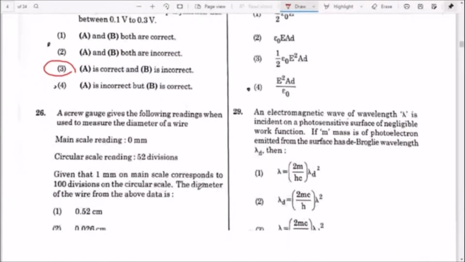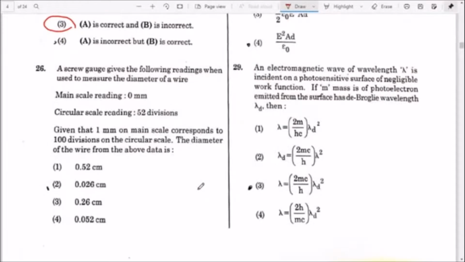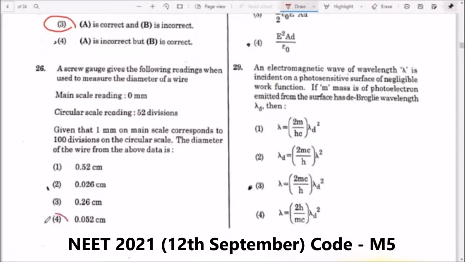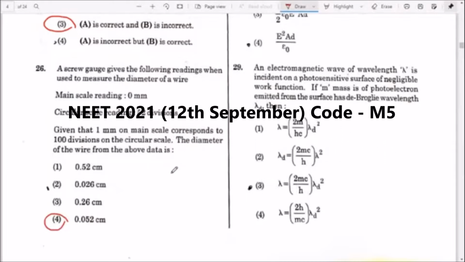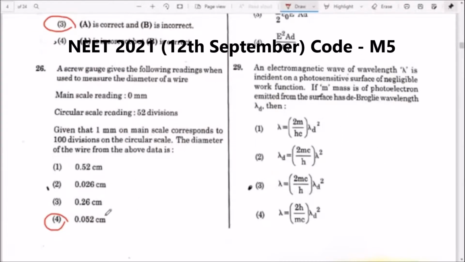Next, question number 26. A screw gauge gives the following readings when used to measure the diameter of a wire. Main scale reading is 0 millimeters and circular scale reading is 52 divisions. Given that 1 millimeter on the main scale corresponds to 100 divisions on the circular scale, the diameter of the wire from the above data is 0.052. It is in decimals, isn't it? So 1 is 100, so 52 is 0.052.